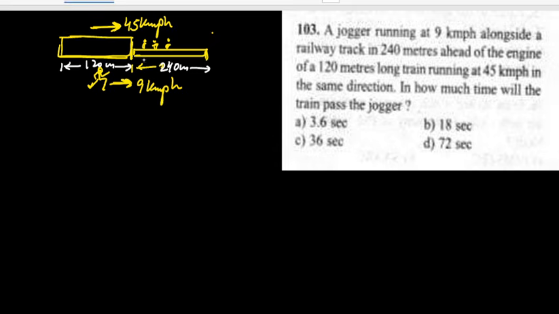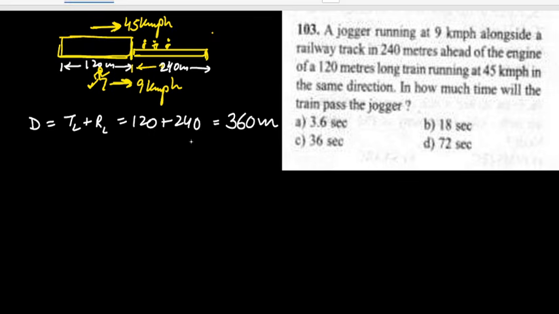Whenever a train crosses a tunnel or a bridge or a platform or a track, the distance would be the total. You have to take the train length along with the railway track length as well. So you have to do 120 plus 240, which gets us 360 meter. Sorry, meter, not kilometer.